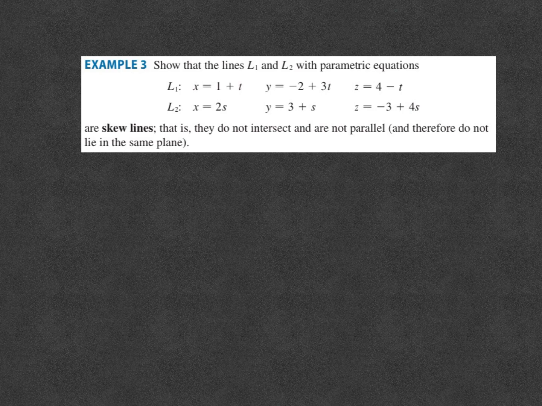Show that lines L1 and L2 with the given parametric equations are skew lines. Remember skew lines from geometry? They don't intersect and they're not parallel, so they don't lie in the same plane. So we haven't done a whole lot with skew lines, but here they are. So first of all, we're going to determine if they're parallel. Remember that in order to be parallel, they need to be multiples of each other.